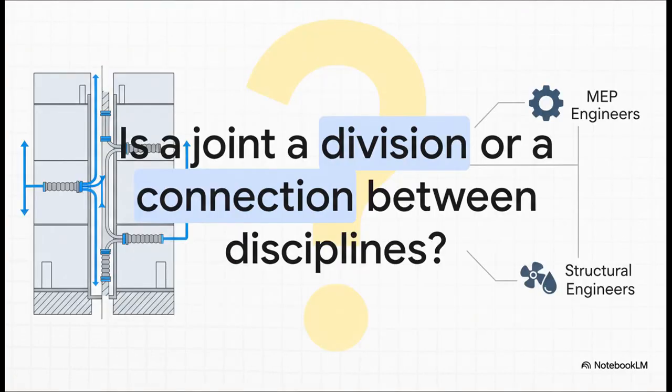And that leaves us with one final thought. We look at a structural joint and we see a gap, a division between two pieces of a building. But maybe the better way to see it is as a connection. The one place where structural and MEP engineers absolutely have to work together perfectly to make a building that's not just functional, but truly safe and resilient.